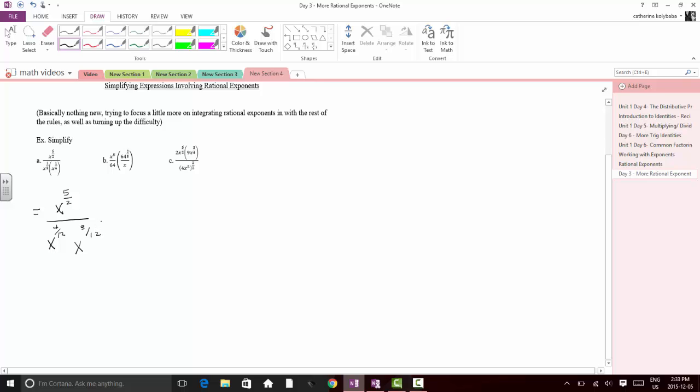To save myself some time, I may realize I'm going to have to subtract them afterwards. Maybe I'll make all of my denominators the same right away. So on the top, if I want that to be a common denominator of 12 as well, I'm going to have 30/12.